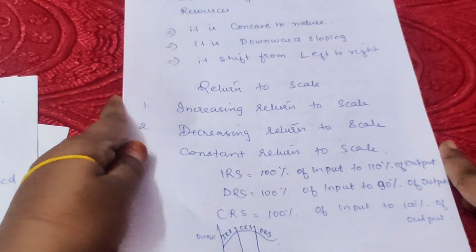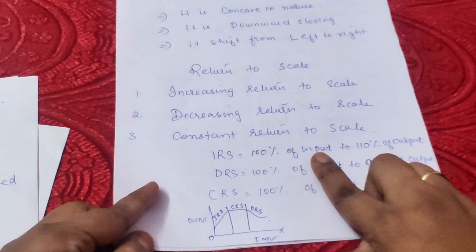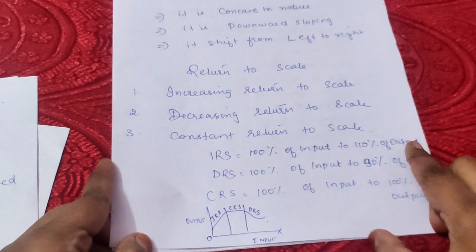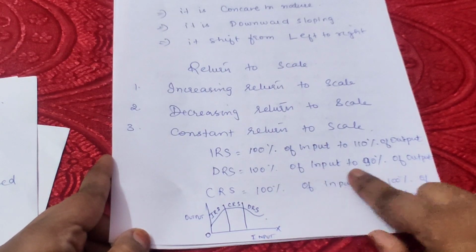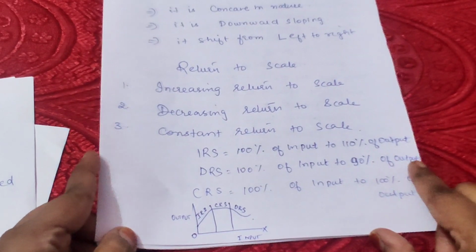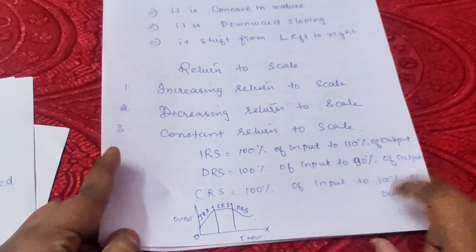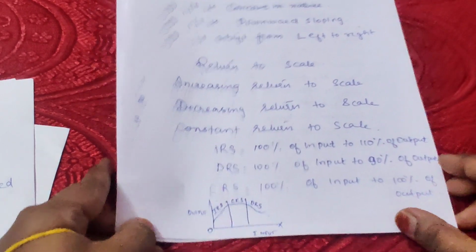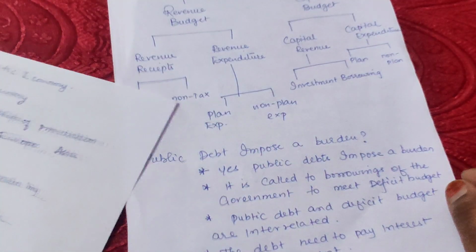Returns to scale: increasing returns to scale, decreasing returns to scale, constant returns to scale. If you put in 100% of input, then you will get 110% of output. That is increasing returns to scale. If you contribute 100% of input and get 90% of output, it is decreasing returns to scale. If you put in 100% of input and get 100% of output, it is constant returns to scale. And if you can also draw this diagram, you will get good marks.